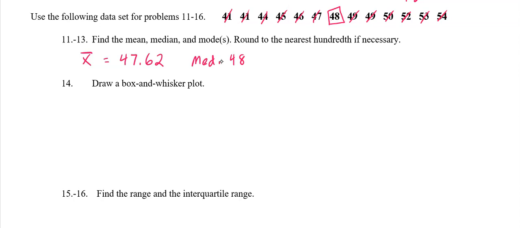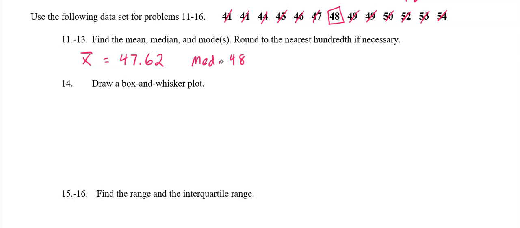The mode, you don't always have a mode, and sometimes you have more than one. The mode is the one that occurs more frequently than any other. Some people are mistaken thinking that the mode is any number that appears more than once. Well, that's not necessarily true. It's just the one, or maybe there's more than one, that appear more than any other.